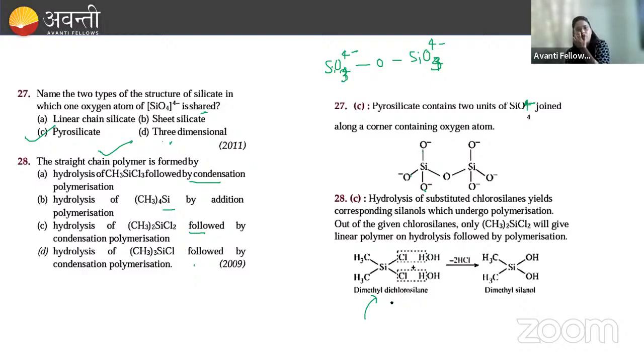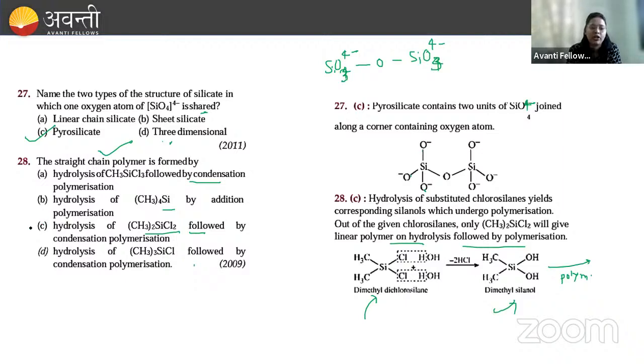So hydrolysis of substituted chlorosilanes yields the corresponding silanol, which will further undergo polymerization. Out of the given chlorosilanes, only (CH3)2SiCl2 will give us a linear polymer on hydrolysis followed by polymerization. So our option C has substituted dichlorosilane, and they are going to give us the linear polymer. We need a linear polymer, so who will give us a linear polymer? So option C is the correct answer.